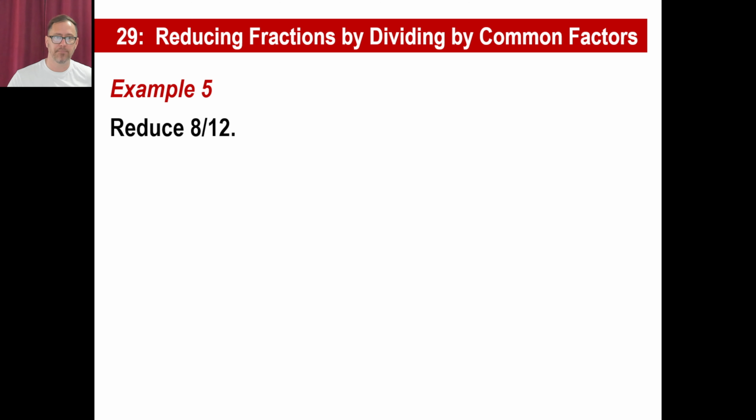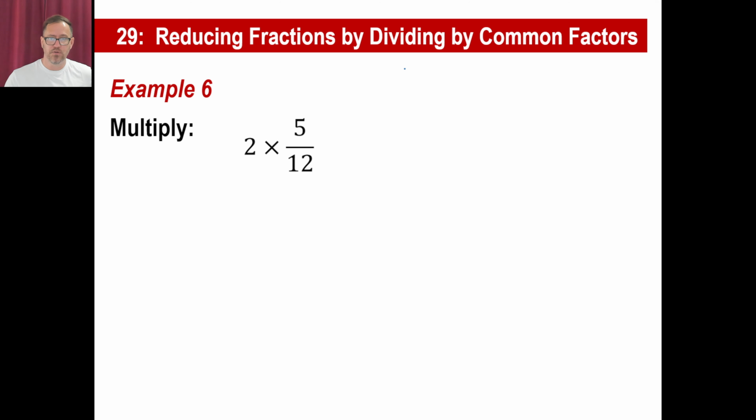I promise you. Okay, reduce 8/12. So you tell me what goes into 8 and 12. If you said 2, you're right, but you want to be more right. It's 4. Okay, so 4 goes into 8 twice. 4 goes into 12 3 times. There we go. Okay, let's multiply. You go ahead and pause this right now and then do it.